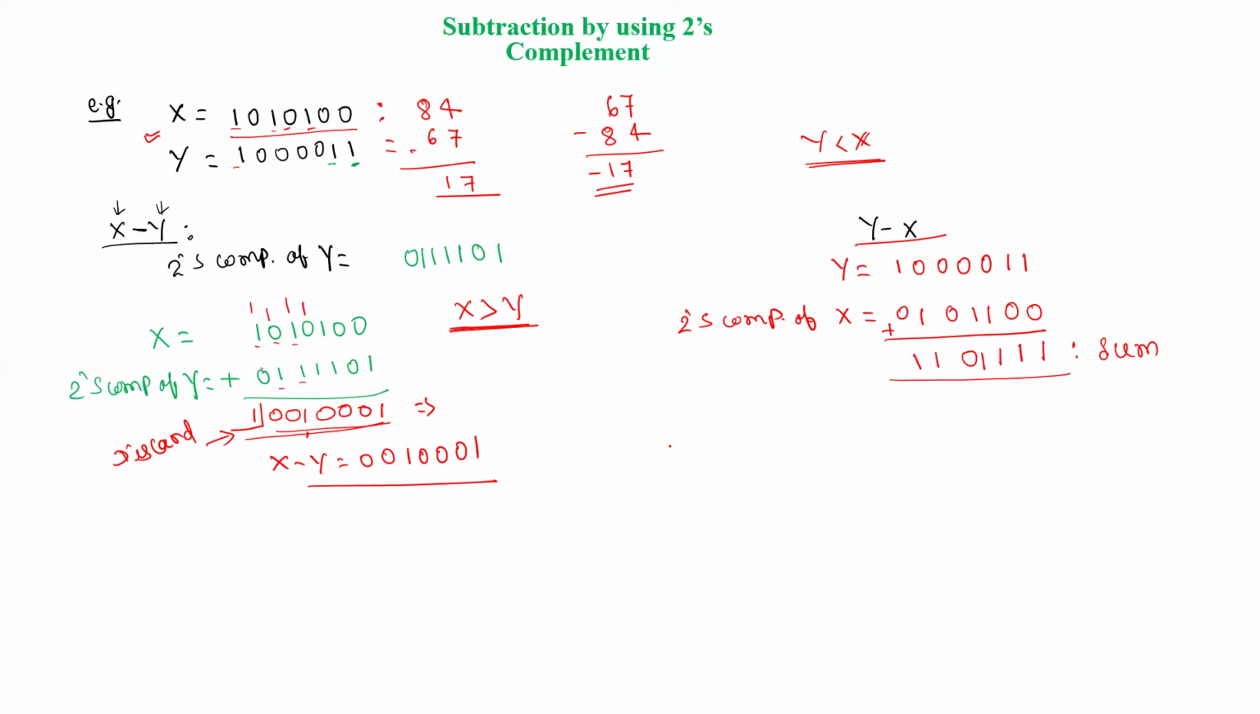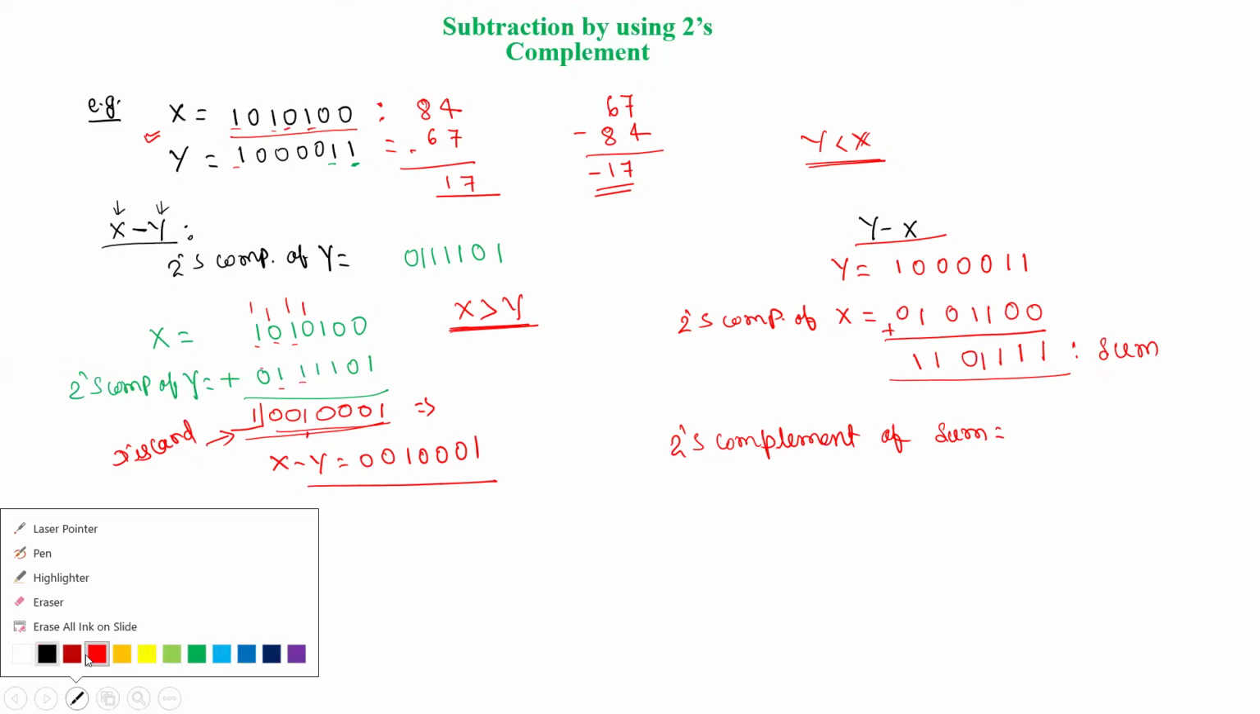So now what do we have to do? We have to take the 2's complement of the sum. In that, we have to add the negative sign. So the 2's complement of the sum, this is the value. Okay, the 2's complement here we have to take for this sum.